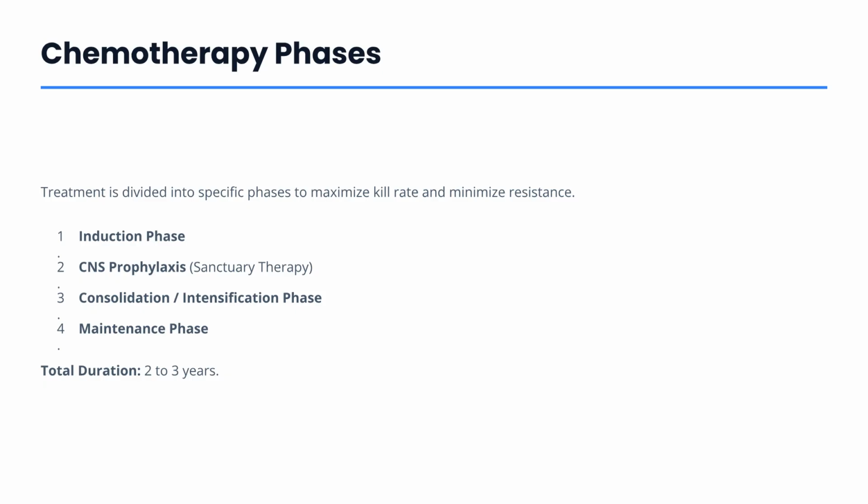Leukemia treatment involves a total of 2 to 3 years of chemotherapy divided into 4 phases: induction, CNS prophylaxis, consolidation or intensification, and maintenance. This phased approach maximizes kill rate and minimizes resistance.